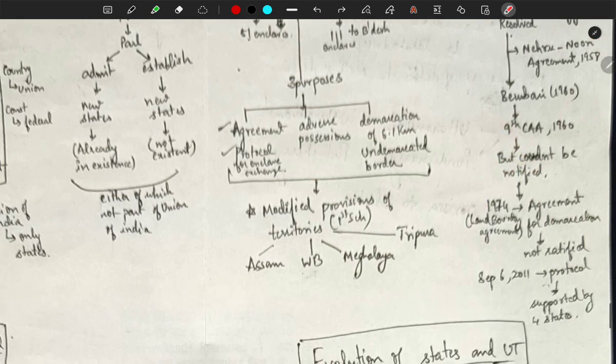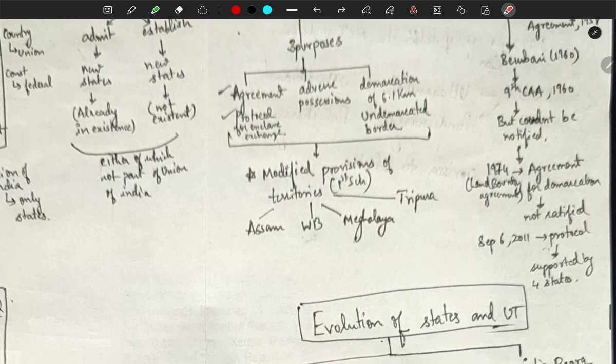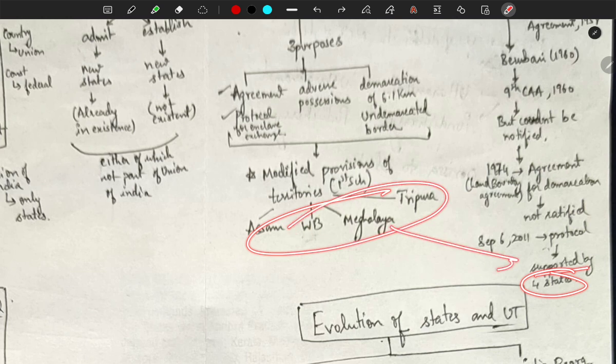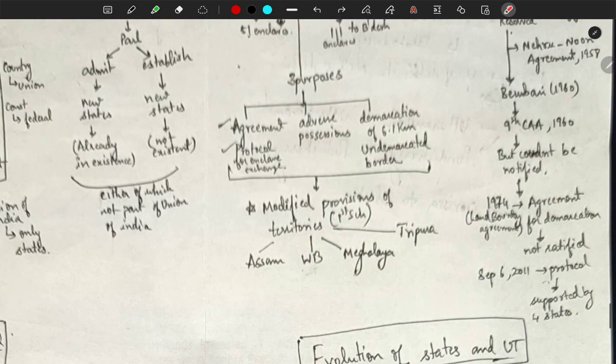Then the 1974 Land Boundary Agreement was formed. This was the agreement for demarcation, but it did not get ratified. Then on September 6, 2011, a protocol was formed, and this was supported by these four states, right? And then finally, the enclave exchange happened.